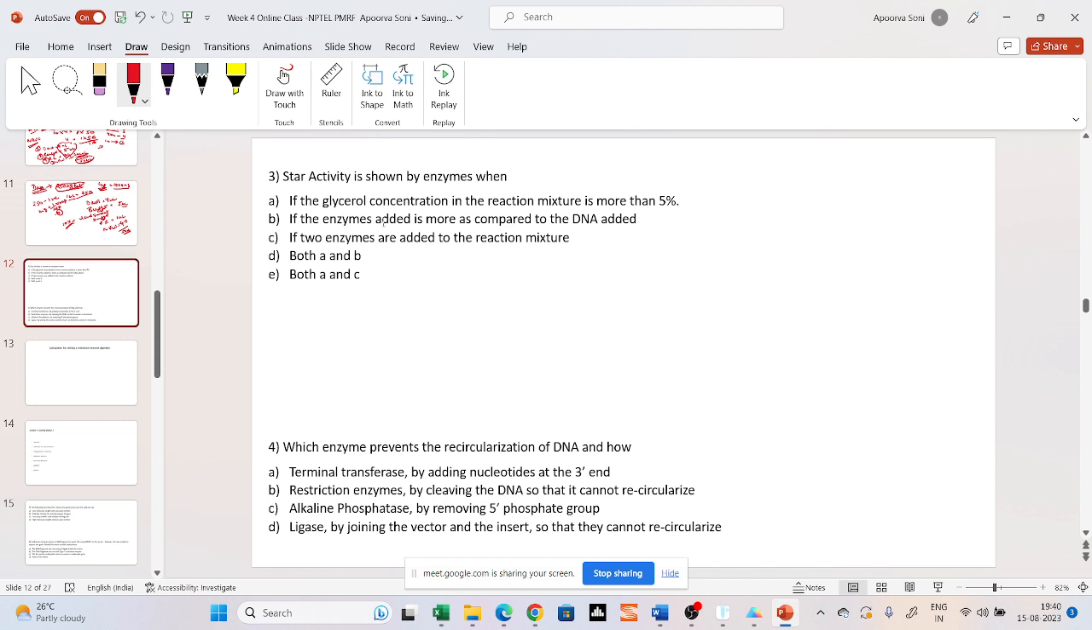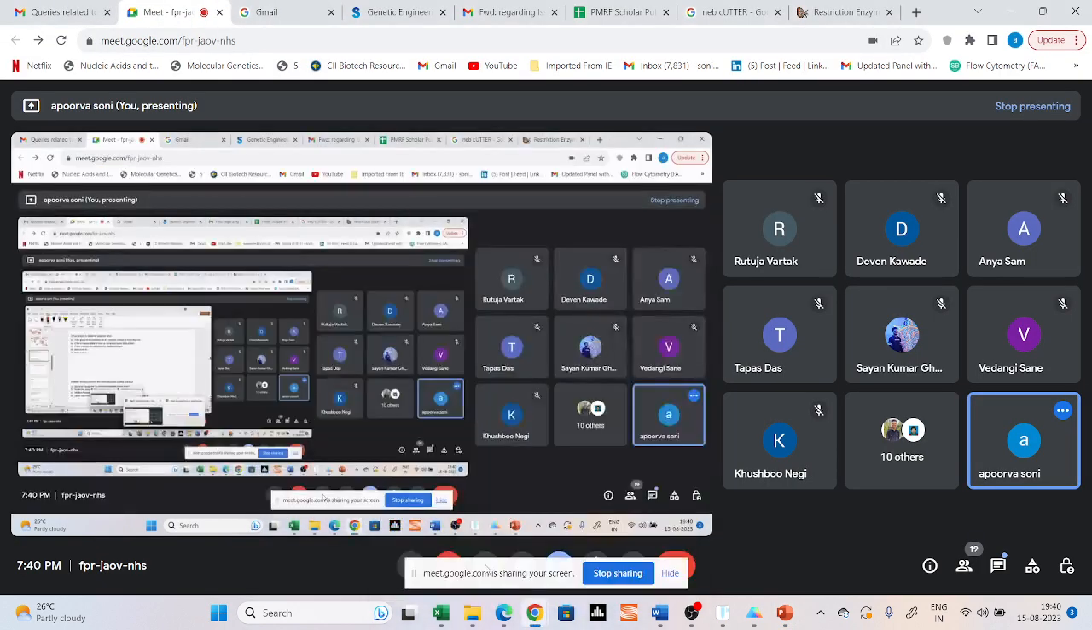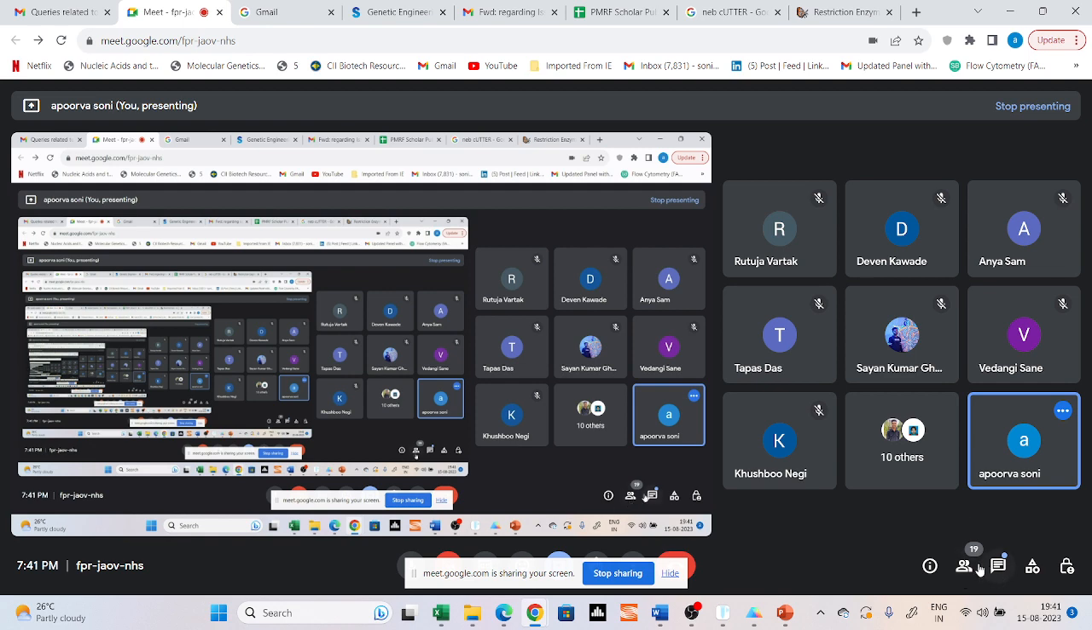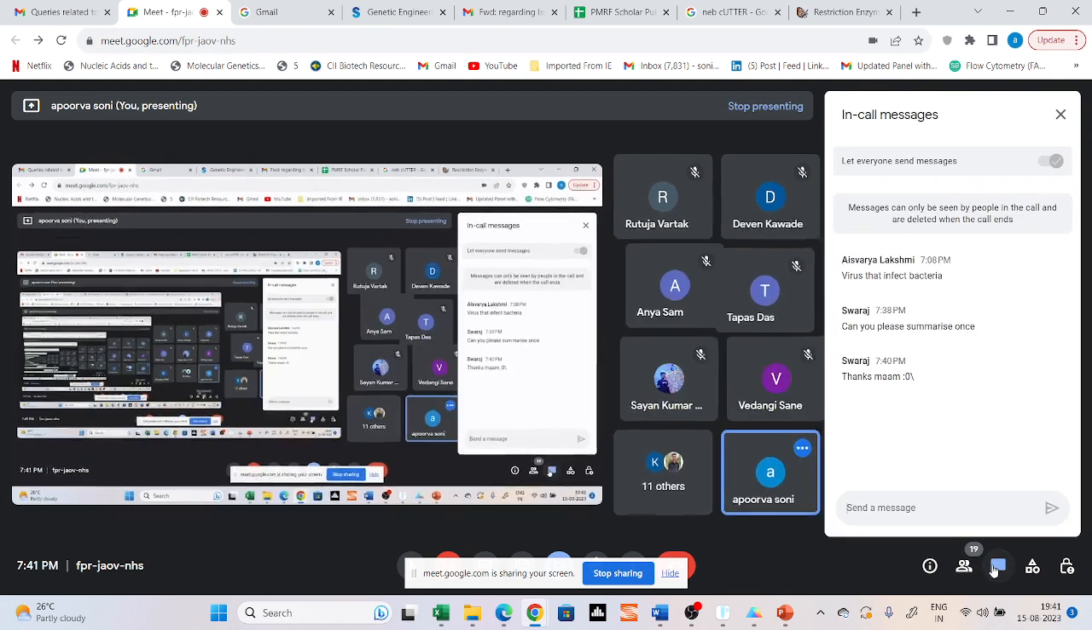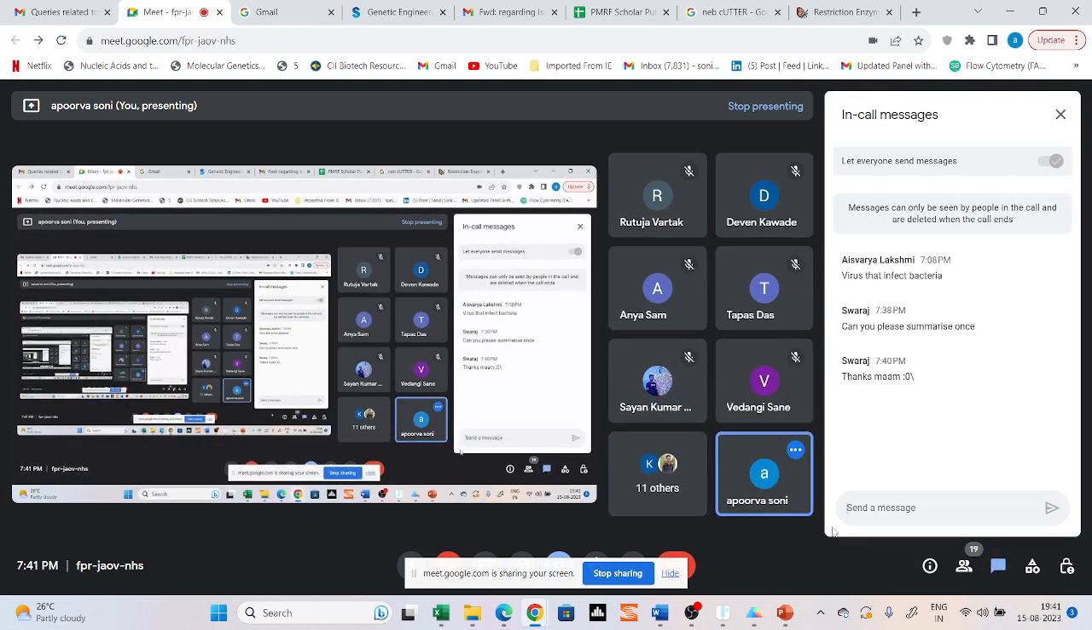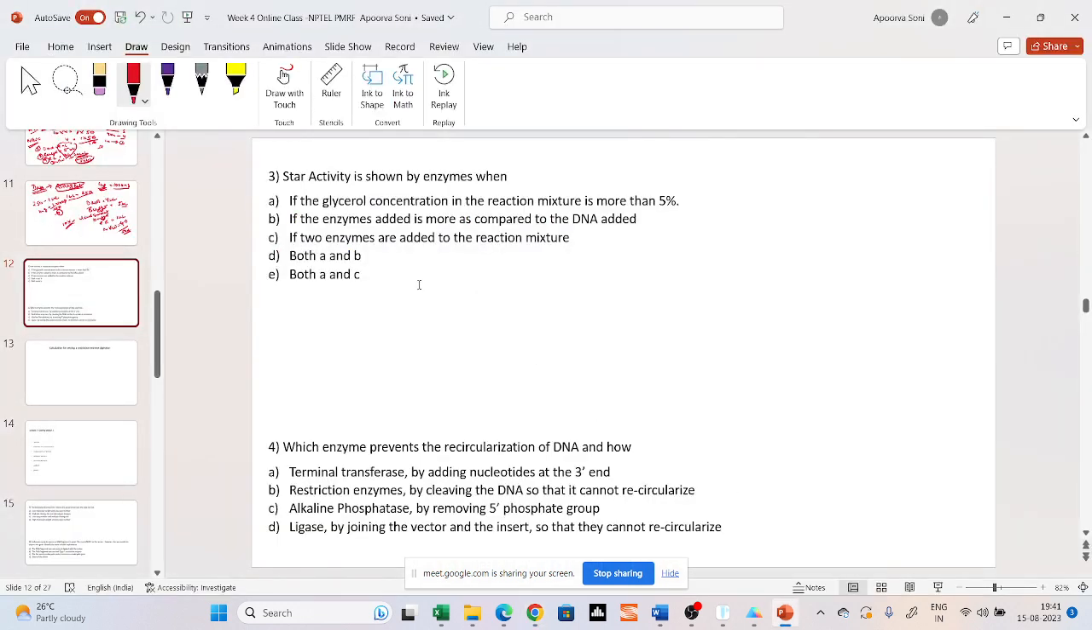Fine. Star activity is shown by enzymes when? What should be the answer? First of all, tell me what is star activity. What do you understand by star activity? Anybody knows what is star activity? Tell me. Do you know what is star activity?